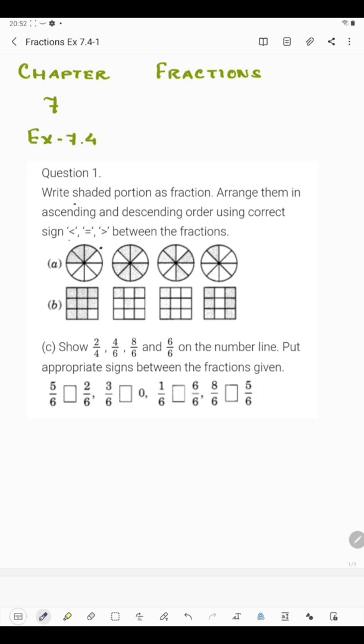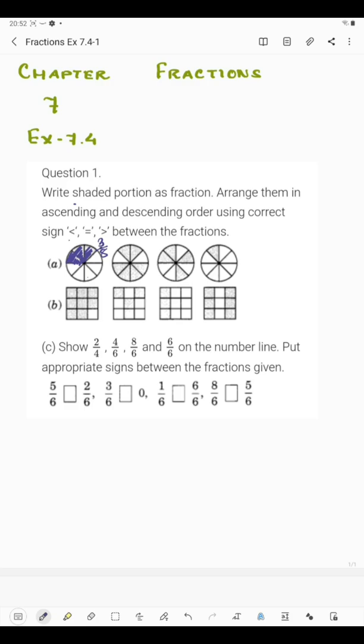So what do we have to write at first? We have to write the shaded portion as a fraction. So let us start writing. Here we can see that 3 parts are shaded out of 1, 2, 3, 4, 5, 6, 7, 8. So 3 parts are shaded out of 8 parts. So the fraction will become 3 by 8.